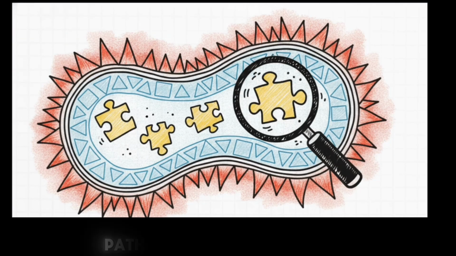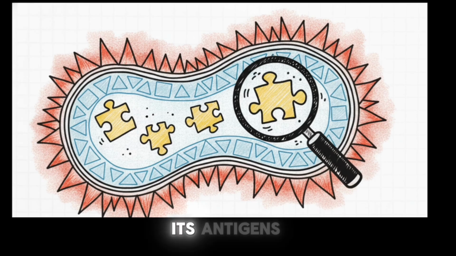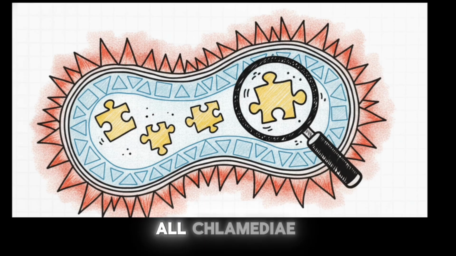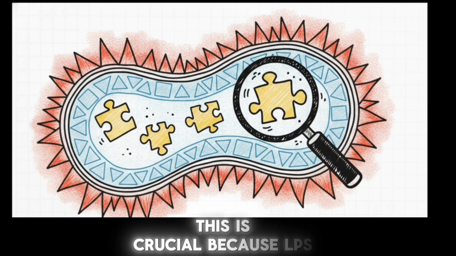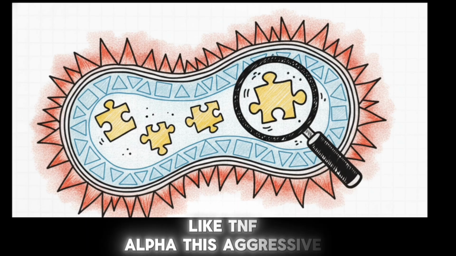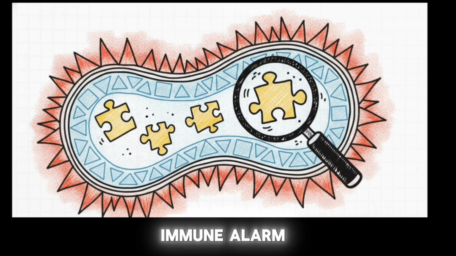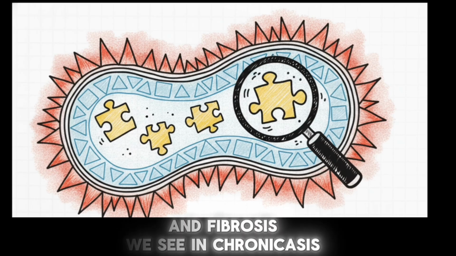To understand how this pathogen does its damage, we have to look at its structural weaponry, its antigens. At the genus level, all chlamydia share a specific lipopolysaccharide, or LPS. This is crucial because LPS acts by inducing pro-inflammatory cytokines, like TNF-alpha. This aggressive immune alarm is actually what leads to the severe tissue scarring and fibrosis we see in chronic cases.